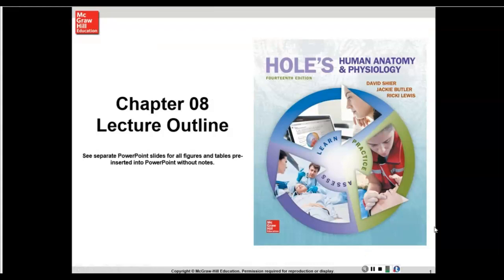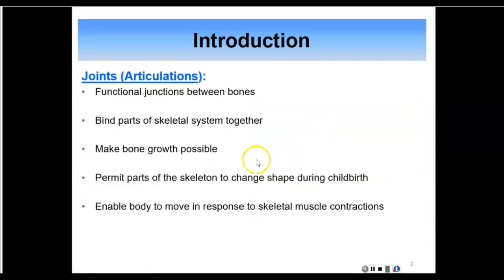This is chapter 8. We're going to be talking about joints. Joints are also called articulations. It's a functional junction between bones. It binds parts of the skeletal system together. It helps make bone growth possible, and it permits parts of the skeleton to change shape during childbirth. It enables the body to move in response to skeletal muscle contractions.